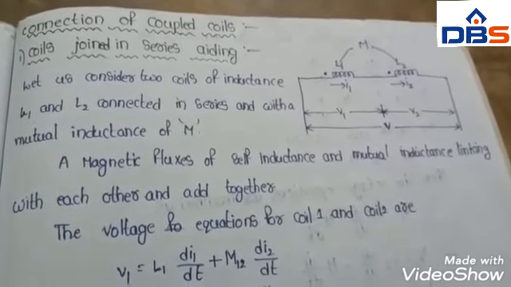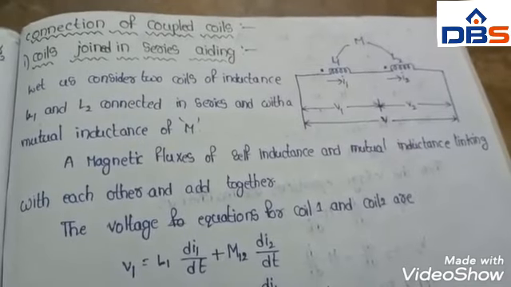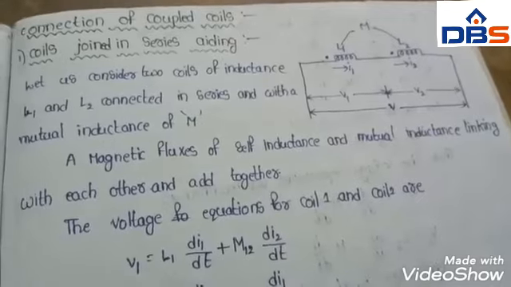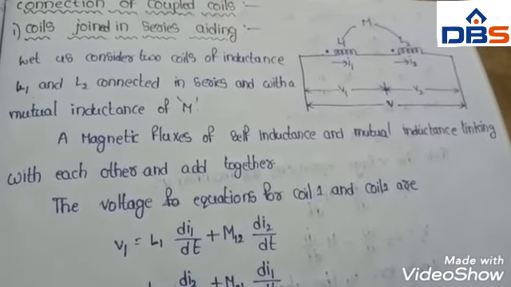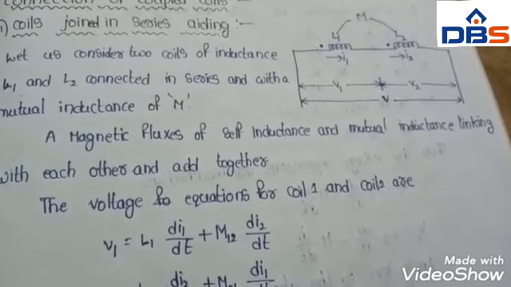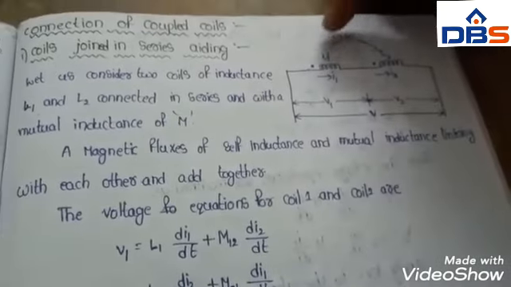So good morning friends. Another topic in fourth unit, connection of coupled coils. The coils may be connected in series or parallel, but depending upon the dot convention, they may be classified as four types: series aiding, series opposing, parallel aiding, parallel opposing. Now go for the series aiding.